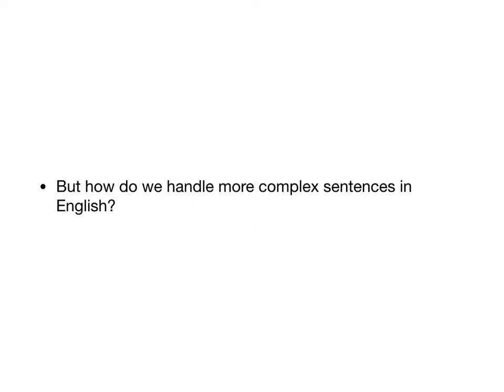But how do we handle more complex sentences, more complex strings of propositions in English, right? When you start to think about this, you will notice that most English sentences actually have more than one proposition. When they do, well, how do you handle that? How do you represent maybe the relationships that might hold between those propositions, the ways they might relate to each other?